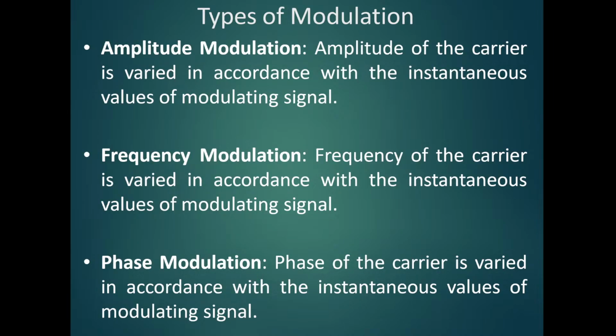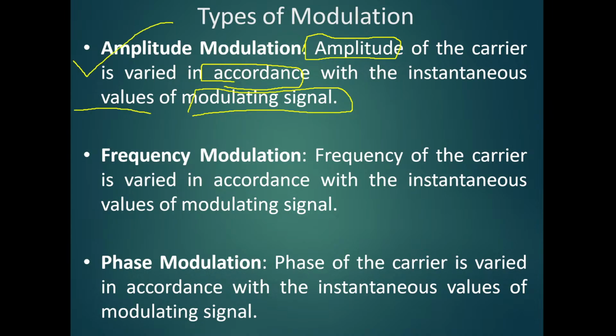First one is amplitude modulation. The name says it all. We all know what amplitude means. It is nothing but changing the carrier value in accordance to the information signal. In case of amplitude modulation, we are going to change the amplitude of the carrier signal in accordance with the modulating signal. These are the two important terms. Amplitude will change in accordance to the values of the modulating signal. So this is nothing but amplitude modulation.